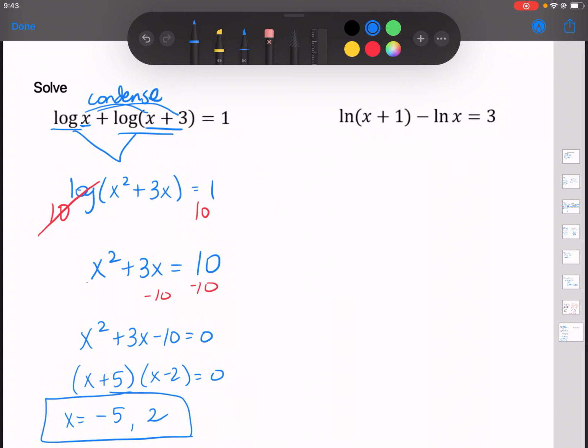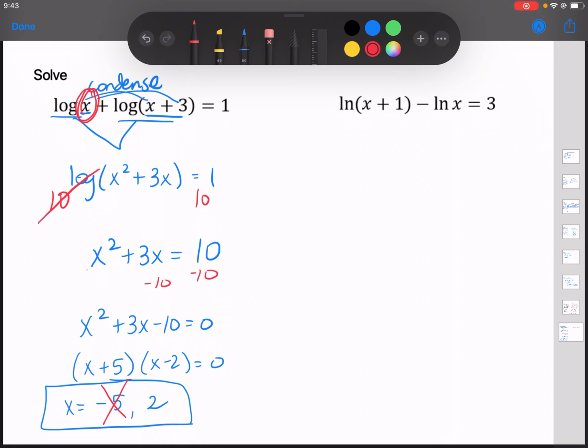Once again, you always need to check for extraneous solutions. What you'll notice is if you plug negative 5 in for the x, you get a negative argument, which we are not allowed to have. The 2 will be fine, because even 2 plus 3 is still positive. So negative 5 is extraneous. You get rid of it, and that's just because it makes your argument negative. But the 2 you keep. So your answer is only x equals 2.